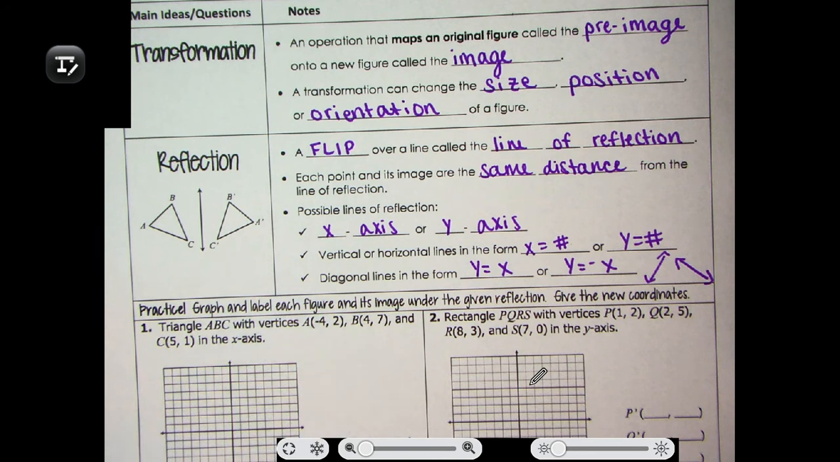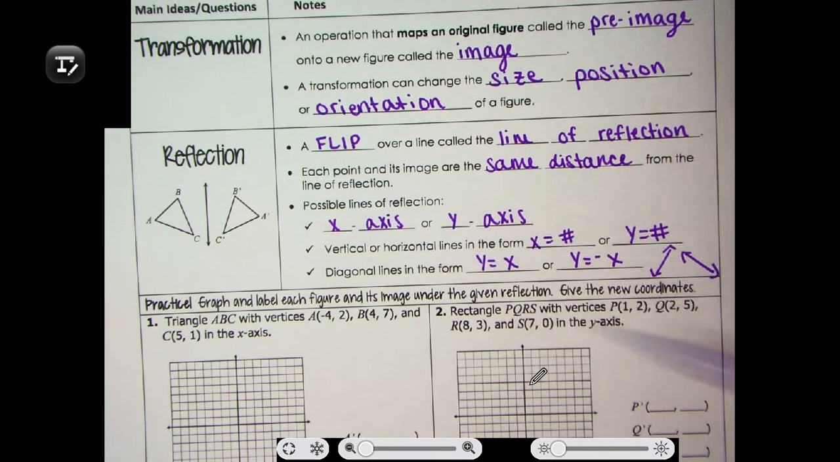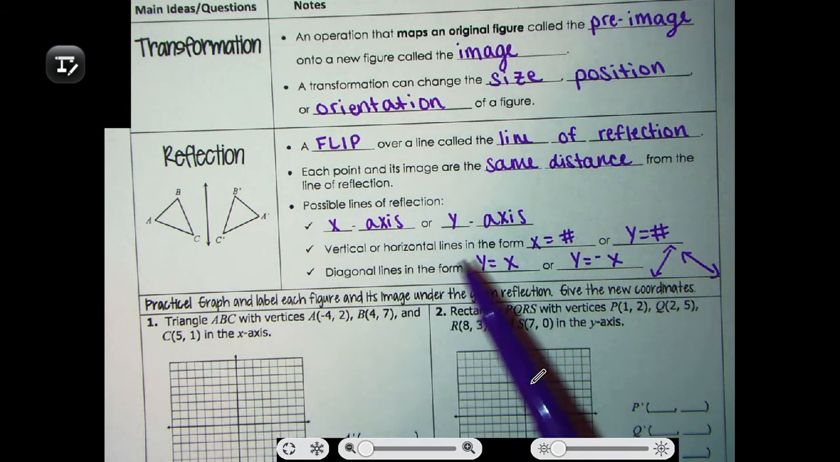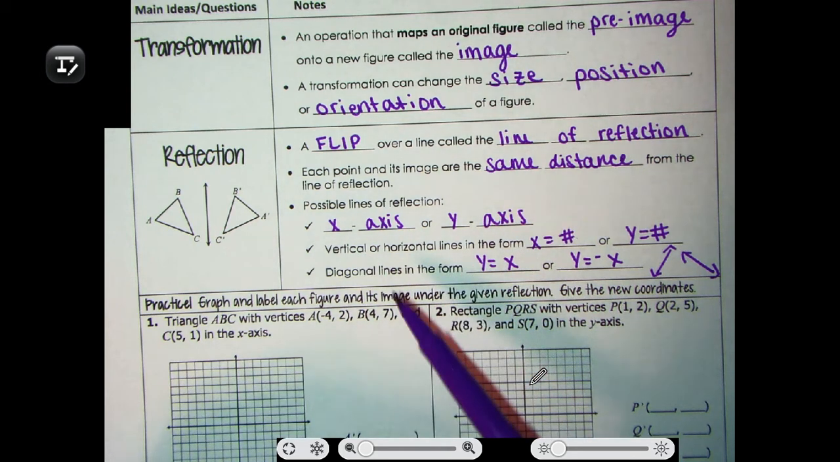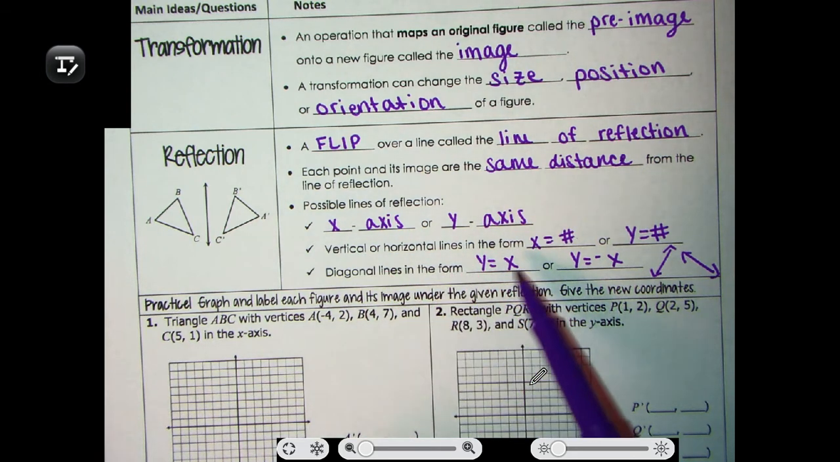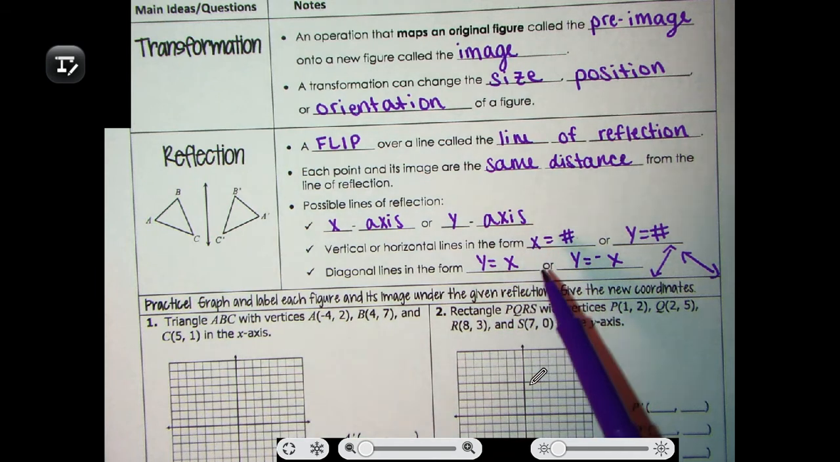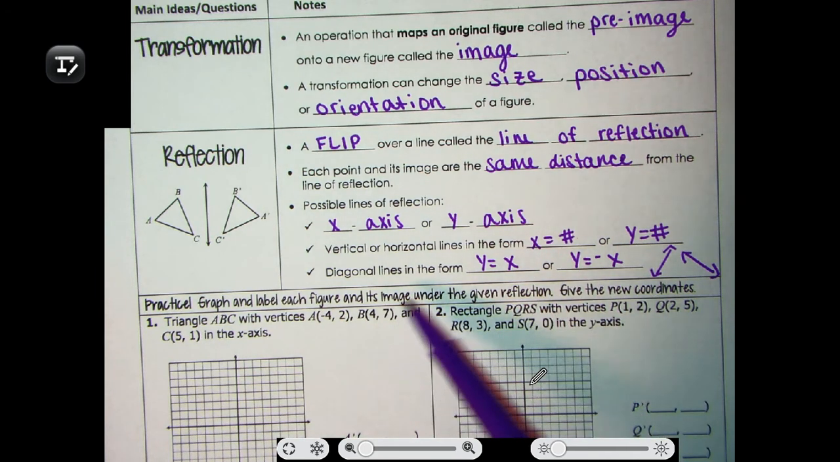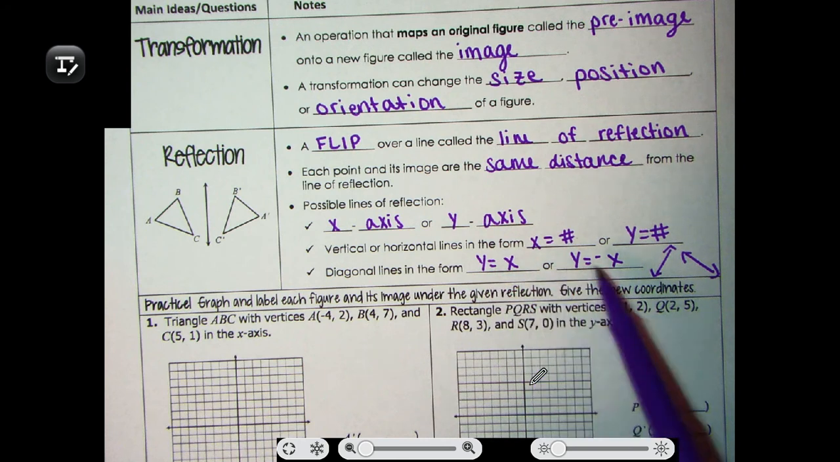So all of the possible lines of reflection that we could have. We can reflect figures over the x-axis, over the y-axis. We can do it over vertical or horizontal lines, which you'll see in the form of x equals a number or y equals a number. And then we can also do it over diagonal lines in the form y equals x or y equals negative x, which are just these diagonal lines that run through the origin.